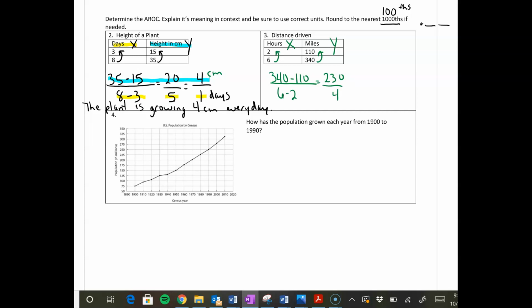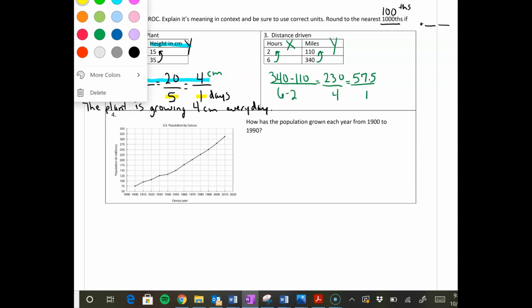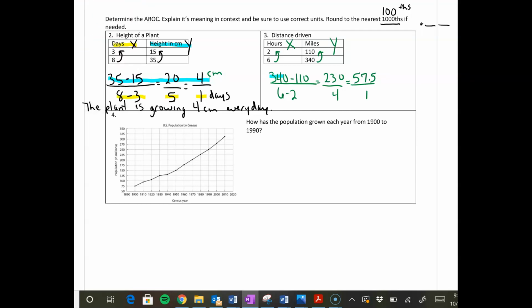So remember, division only works one way. You have to do 230 divided by 4. This is a nice decimal, 57.5, and again, it's over 1. And now I'm going to put this in context. So everything in my numerator, these are all the Y values. And the Y values represent the miles. And then when I get to my X values, everything in the denominator represents hours. So I'm just going to put hours down there.